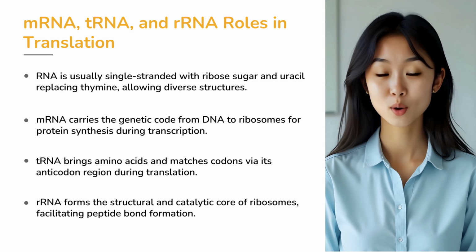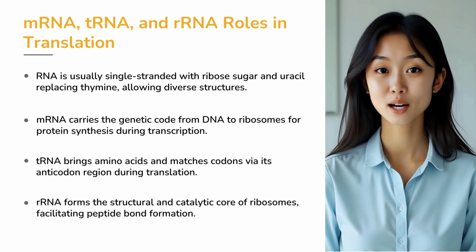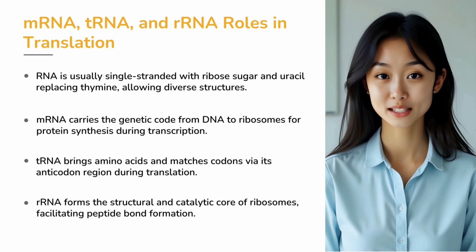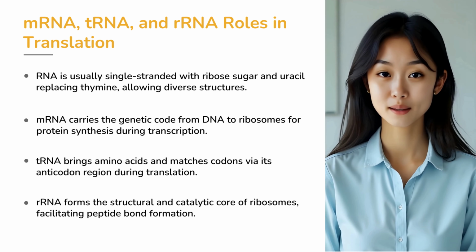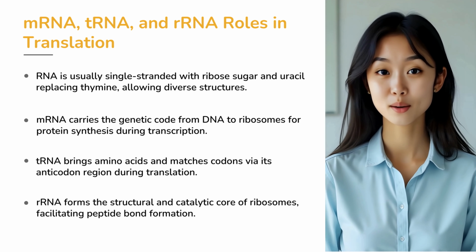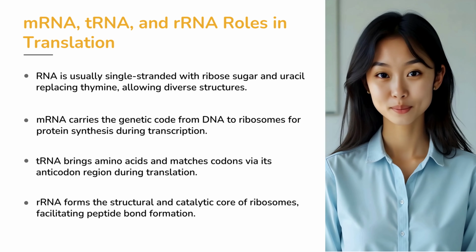RNA isn't just one molecule, it has three key types, each with important jobs. First, messenger RNA or mRNA carries copies of genetic instructions from DNA to the ribosomes, where proteins are made. It's the courier of the genetic message.